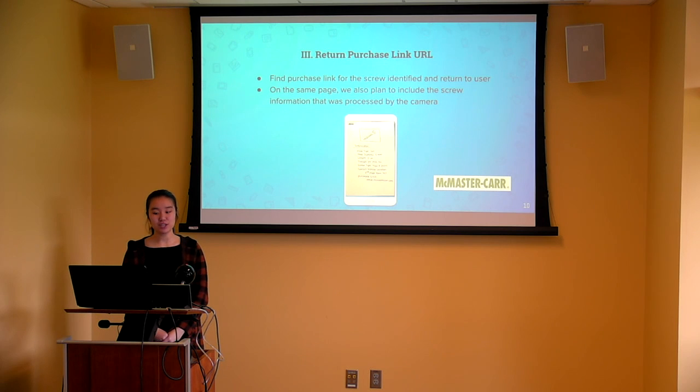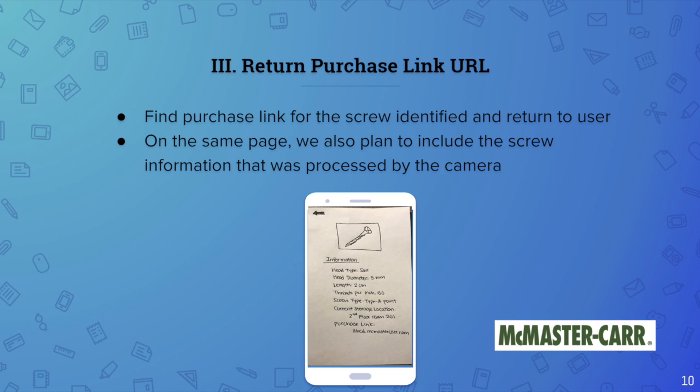Our last main feature is to return the purchase link URL. Basically, the application will return the purchase link of the McMaster-Carr website for the screw, and then detailed information about the screw will be displayed on the same page for the user to take a closer look at the screw they want to identify.